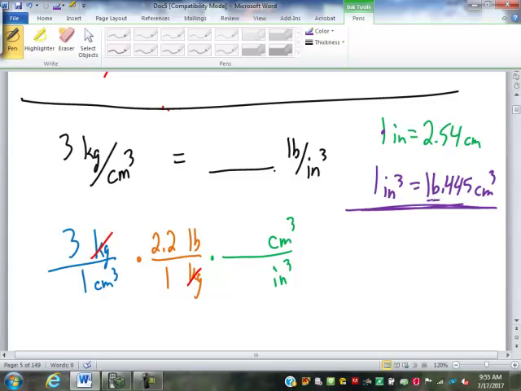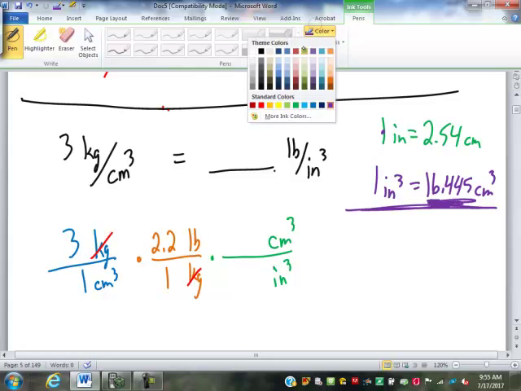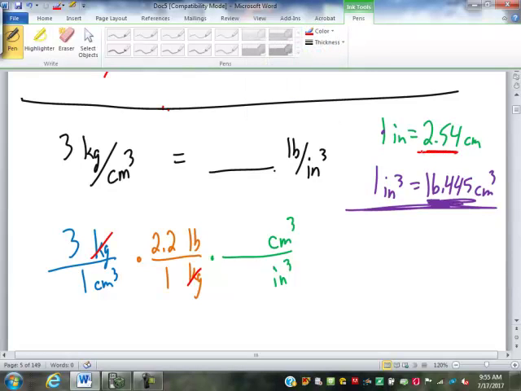Does everybody, any questions on where I got that 16.445? I didn't multiply it. I took it to the power of 3, right? Yeah, it's 2.54 times 2.54 times 2.54. You're correct there. It's just because we're cubing it, I have to cube the conversion factor. Remember, we said that's where the power on the unit affects the conversion factor, but not the other numbers in the problem. So 1 cubic inch is 16.445 cubic centimeters.